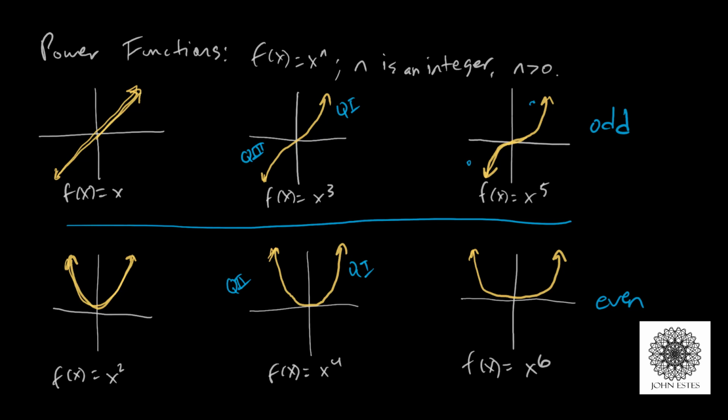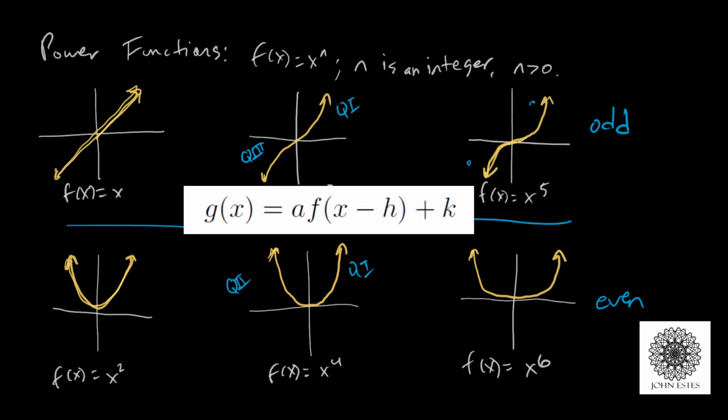Now another way of thinking of that is we could have this formula here. So let g of x equal a times f of x minus h plus k. Now when you do that, it works the same way the vertex form of parabola works. What happens here is a is going to tell you how much to widen, stretch, or condense the graph. It's also going to tell you if it's negative to flip it upside down. The h tells you a horizontal shift.